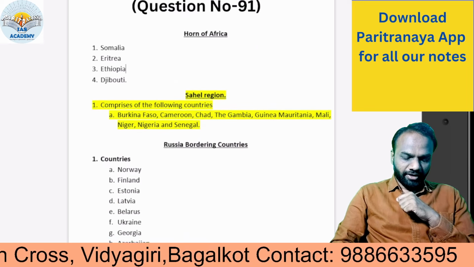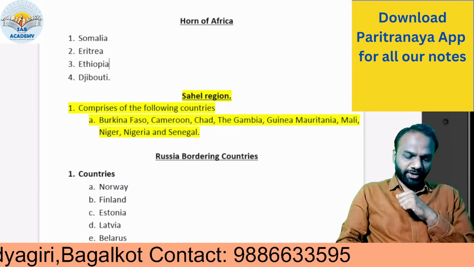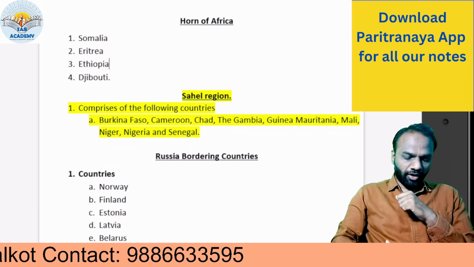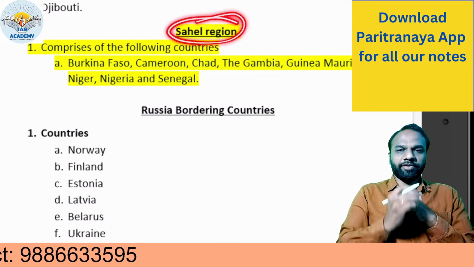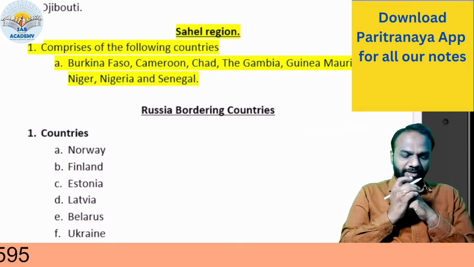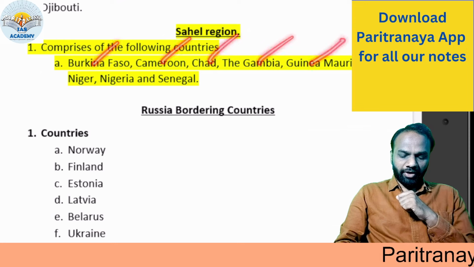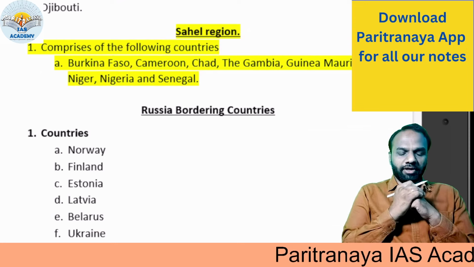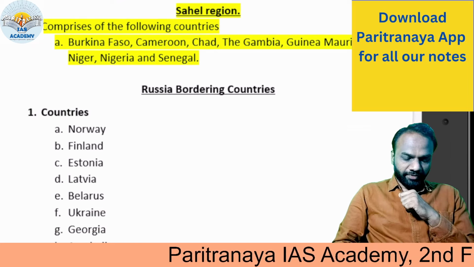So this is our notes. Here we have content like Horn of Africa. These 4 countries constitute the Horn of Africa. Next, we have Russian bordering countries. And here we have the Sahel region. I'll urge you to locate the countries of the Sahel region on the map as well: Burkina Faso, Cameroon, Chad, the Gambia, Guinea, Mauritania, Mali, Niger, Nigeria, and Senegal. These are all countries of the Sahel region.